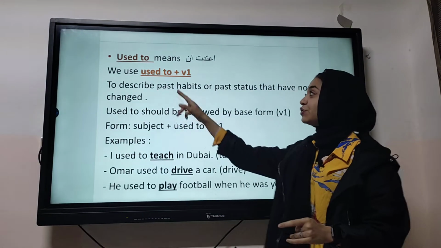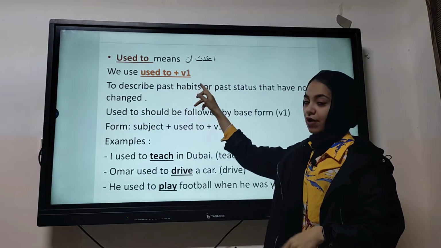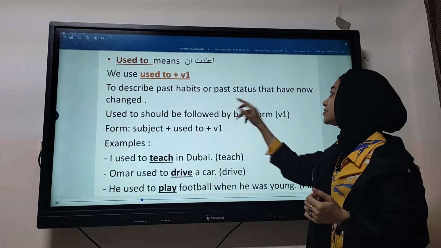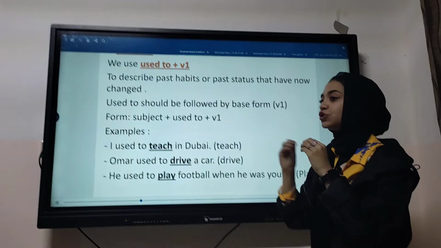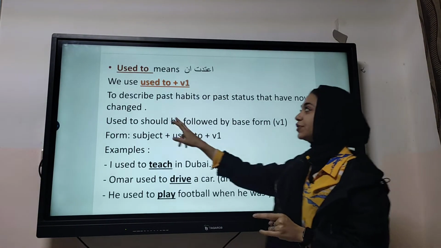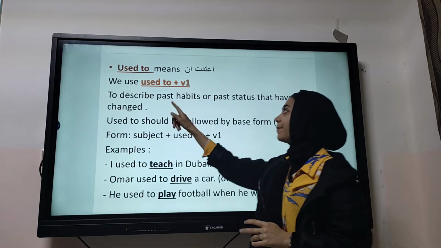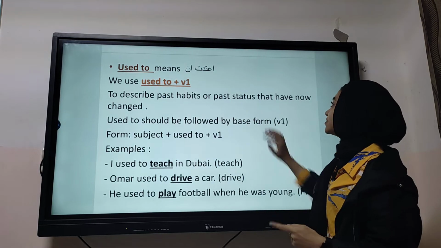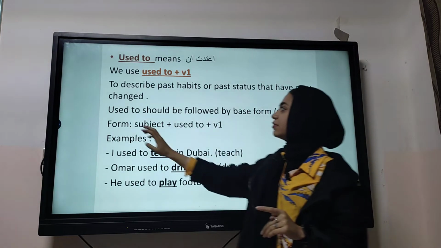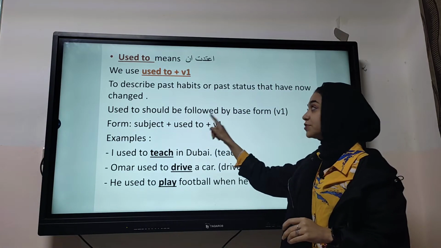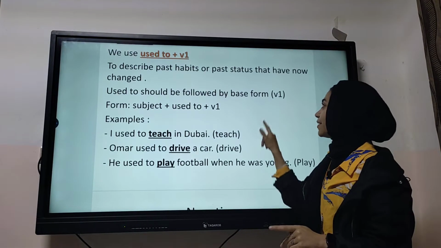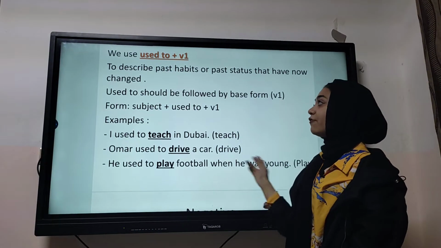Yes. So we use used to plus verb 1 or past form to describe past habits or past status that have now changed. So again, when do we use used to? Yes. So we use used to describe past habits or past status that have now changed. Yes. So used to should be followed by past form, or verb 1.